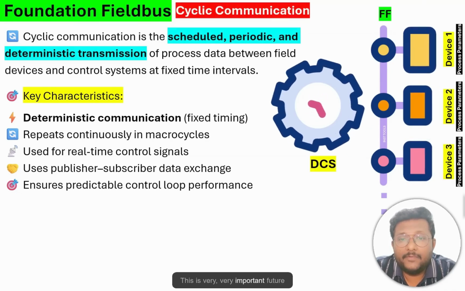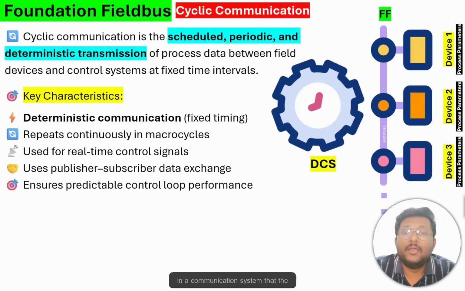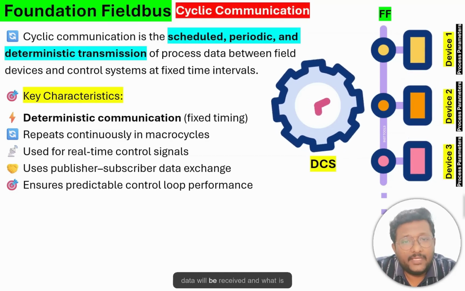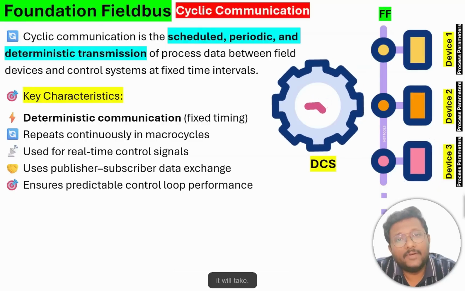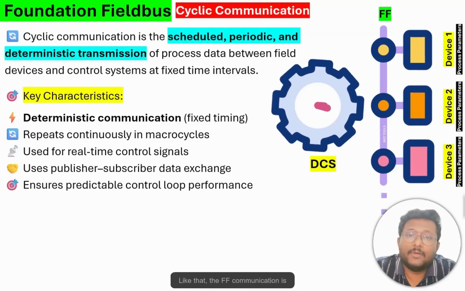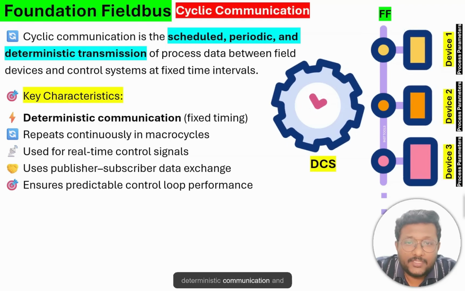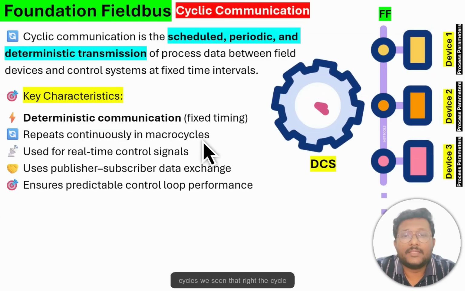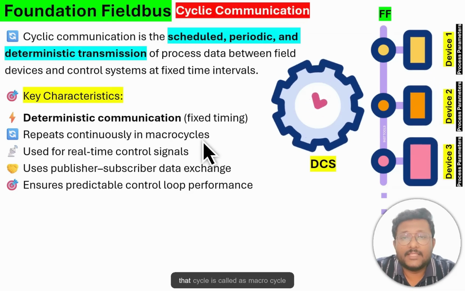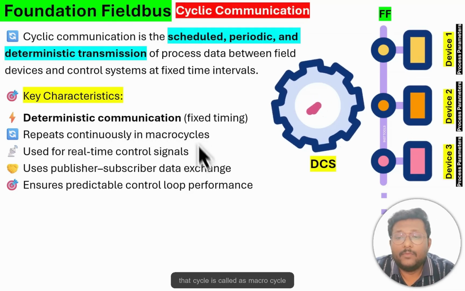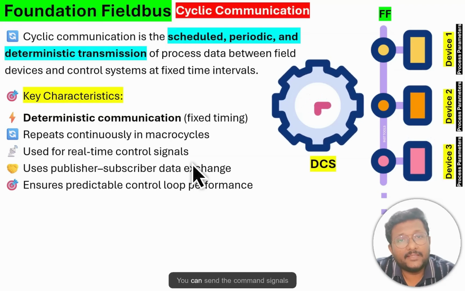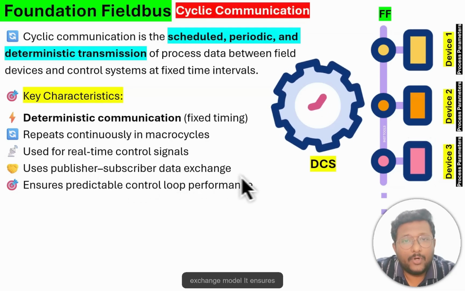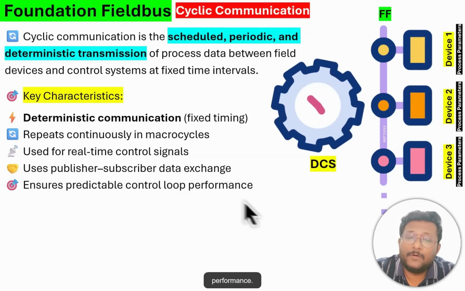This is a very, very important feature in a communication system, that the host system, the DCS system, knows at what particular time which data will be received and what the timing interval is, how much time it will take. Like that, the FF communication is deterministic communication and repeats continuously in macro cycles. We've seen that, right? The cycle will be repeated after every cycle. That cycle is called a macro cycle. We can also use this for control signals. We can send the command signals between the field instruments also. It uses the publisher subscriber data exchange model. It ensures predictable control loop performance.